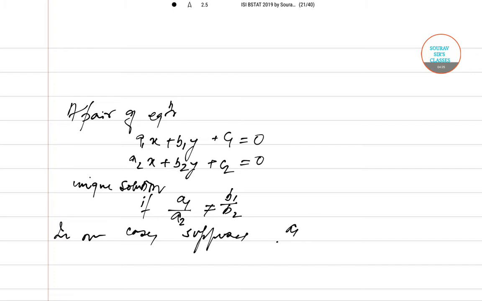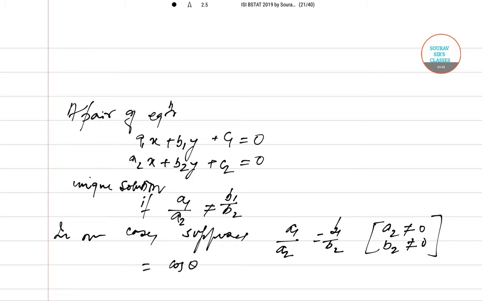a1 by a2 is equal to b1 by b2, that is when a2 is not equal to 0 and b2 is not equal to 0. Then, because in our question it was given in terms of sin theta and cos theta, in place of a1 we write cos theta, in place of a2 we write sin theta, and here we write minus sin theta by cos theta.